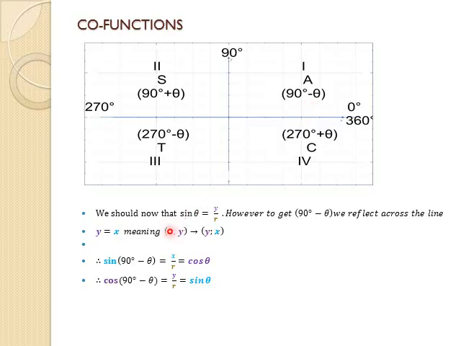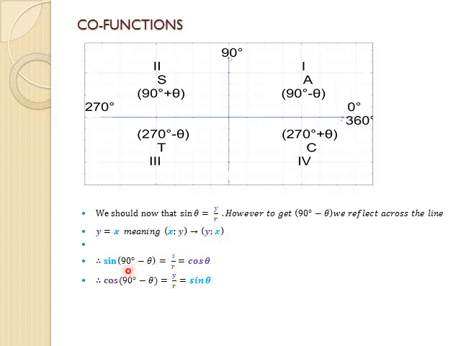So we should know by now, from the work we've done previously, sine theta equals y over r. However, to get 90 minus theta in the first quadrant, we reflect across the line y equals x. If we draw a line through the origin, through points (1,1) and (2,2), and we take a point from this side and reflect it over to the other side, then my x and y coordinates become y and x. So in short, if this read (1,2), it will become (2,1). Hope it makes sense.